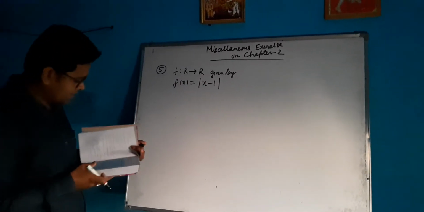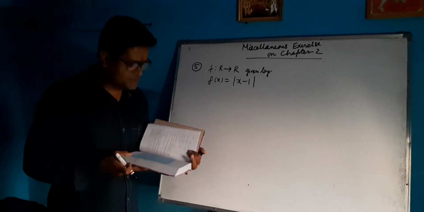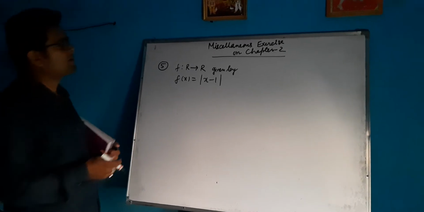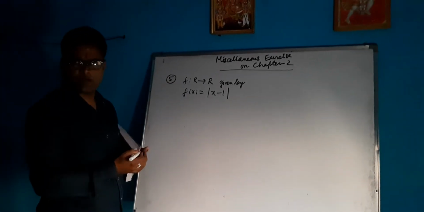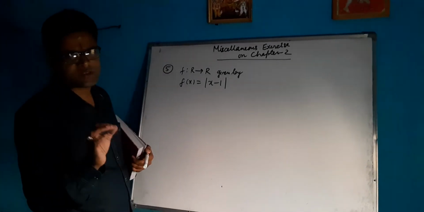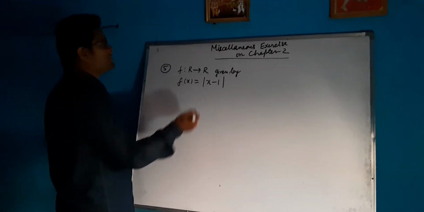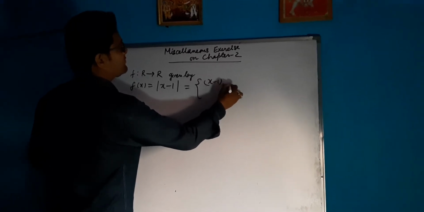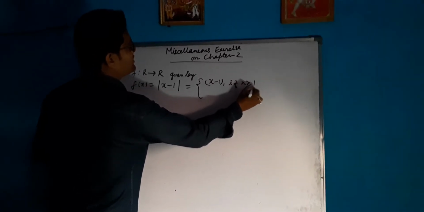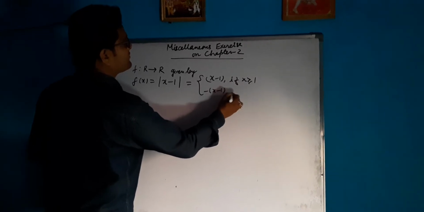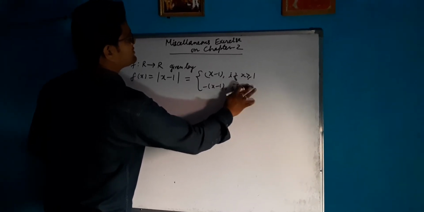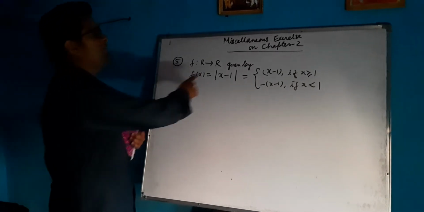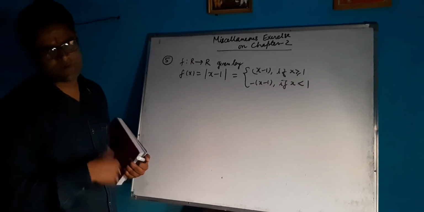As earlier I have told you about this modulus function, whenever we are talking about the modulus function, do remember that its domain is the set of real numbers and its range will always be positive real numbers. So how will you extend it? It will be x minus 1 if x is greater than or equal to 1. It will be minus of x minus 1 if x is less than 1. Either x is greater than 1 or less than 1, the function is defined. We are getting different values, but the function is defined.